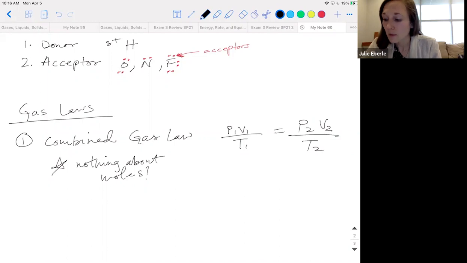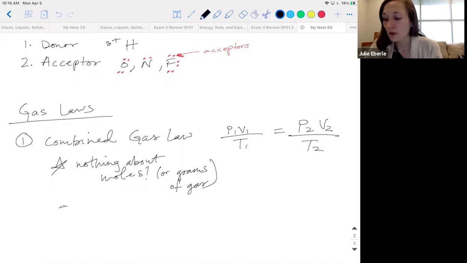On this, you have nothing about moles or grams of gas. You have no way to know what quantity of gas you have. You're simply looking at changes in pressure, volume, and temperature. So that's when you know to use a combined gas law.